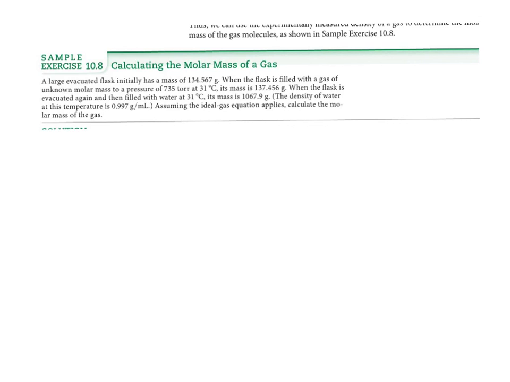A large evacuated, and evacuated means emptied, a large emptied flask initially has a mass of 134.567 grams. When the flask is filled with a gas of unknown molar mass to a pressure of 735 torr at 31 degrees Celsius, its mass is 137.456. When the flask is evacuated again, that means emptied again, and filled with water at 31 degrees Celsius, its mass is 167.9 grams. The density of water at this temperature is 0.997 grams per milliliter. Assuming the ideal gas equation applies, calculate the molar mass of the gas.